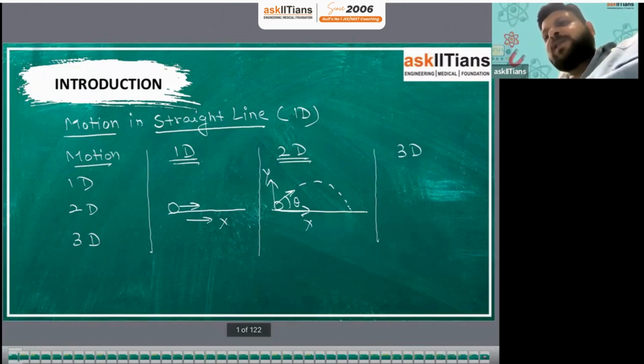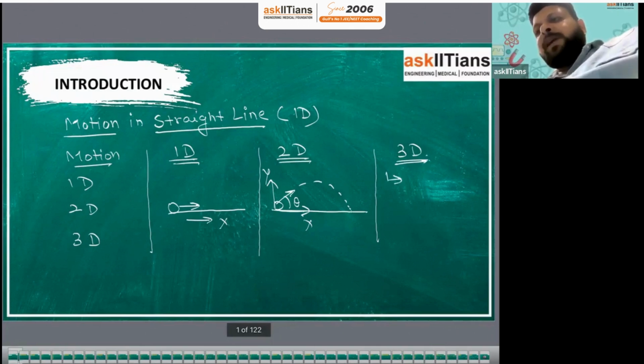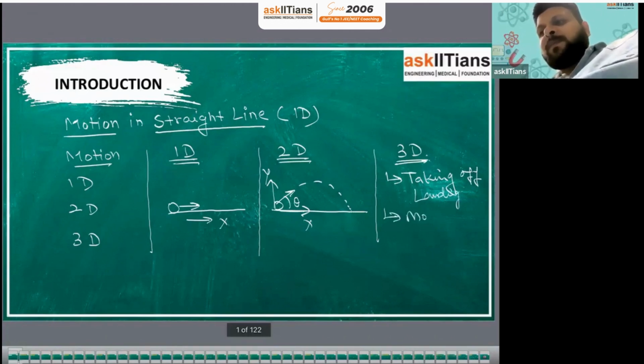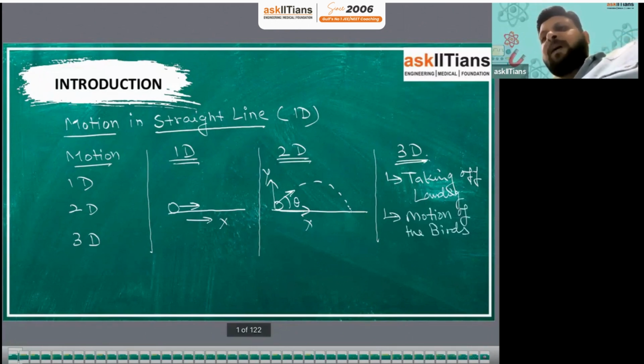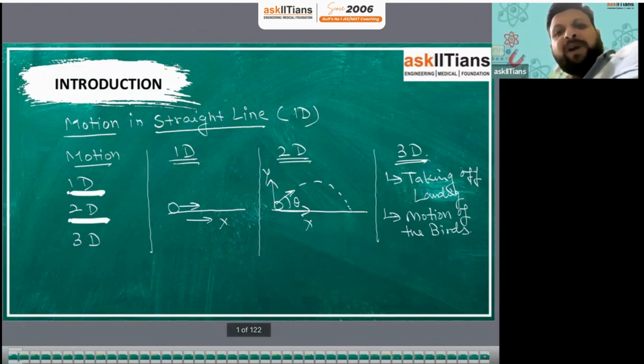And three-dimensional motion is like motion of a plane during taking off and landing. Also, you can say motion of the birds is an example of three-dimensional motion. In your syllabus, you have to study motion along the 1D and motion along the 2D, right? This chapter deals with the motion along 1D. So in this chapter, we will discuss only one-dimensional motion, right?